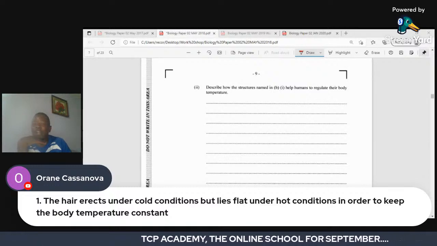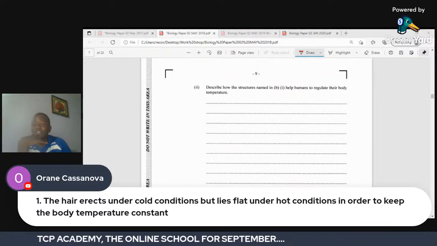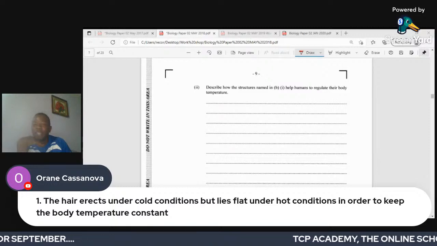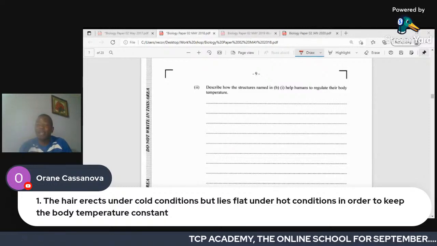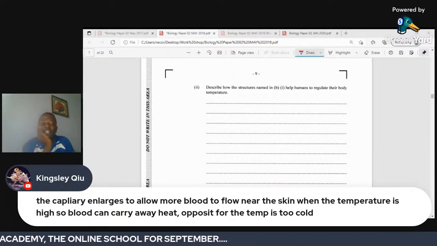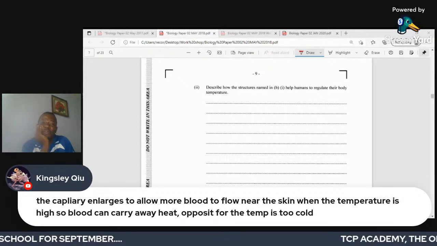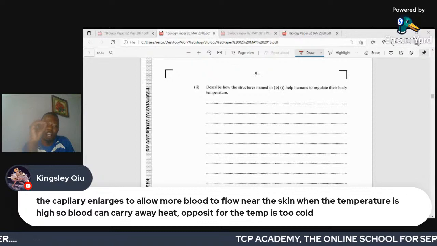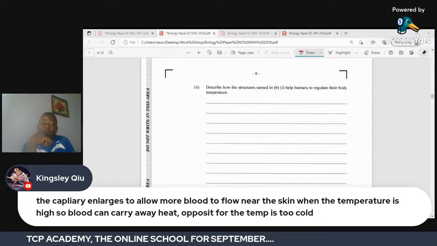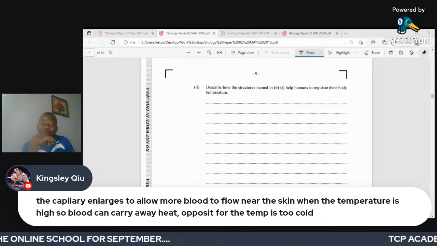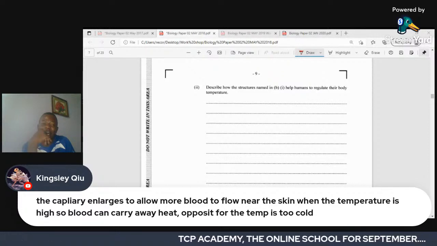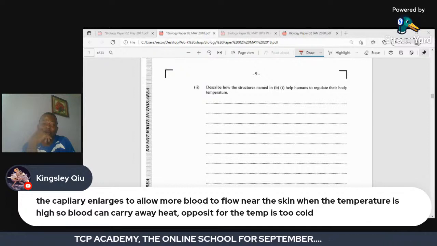The hair relaxes to allow air to circulate above the skin. So Gabin is back, and Gabin is being very strong. All right, let me see Kingsley here. The capillary, we're going to use the word dilate, not enlarge. We're going to use the capillary dilates. That's a term that we use with the blood vessel. It's either going to dilate or constrict. Enlarge means that it dilates just the same, but we just want to use the right terminology. To allow more blood to flow near the skin when the temperature is high, so blood can carry away the heat. Opposite for the temperature too cold.